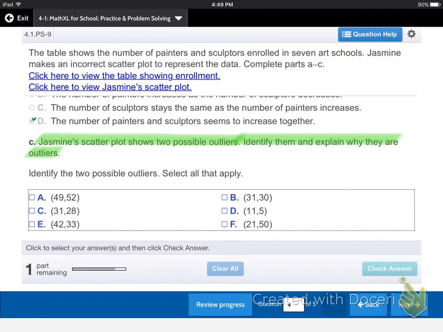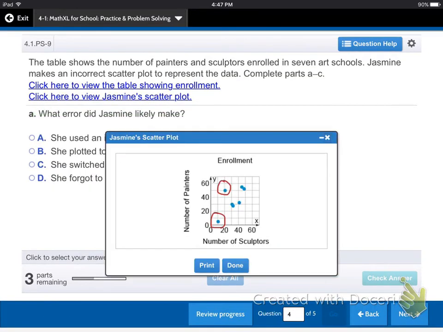So we go back to our question back here, and we notice that it was this one at 11.5 and this one at 21.50. Just if you want to see that again. So here's 20.50 and here's 11.5 right there.